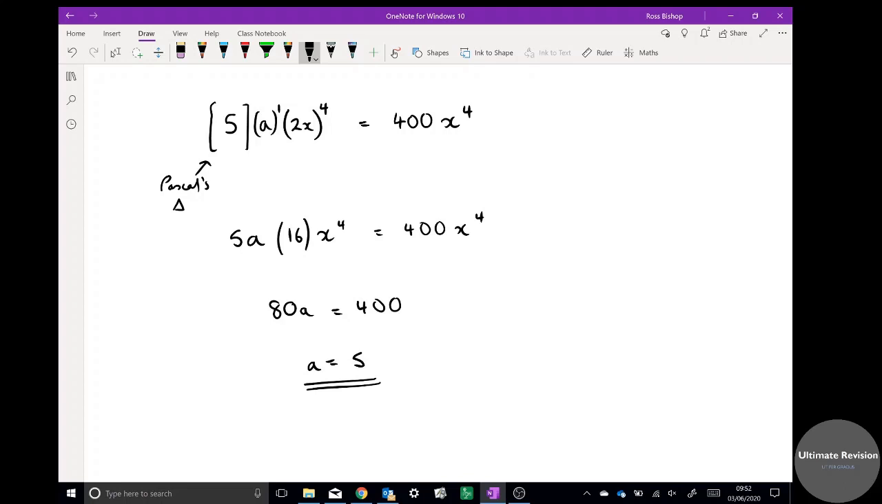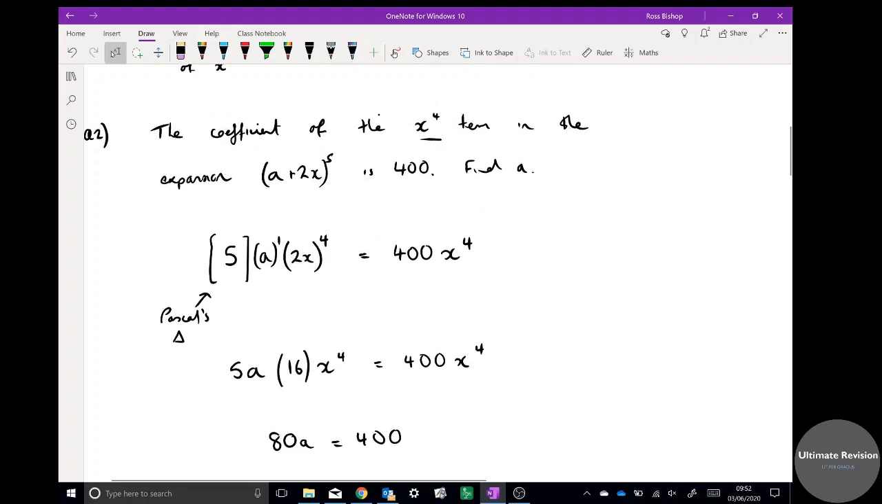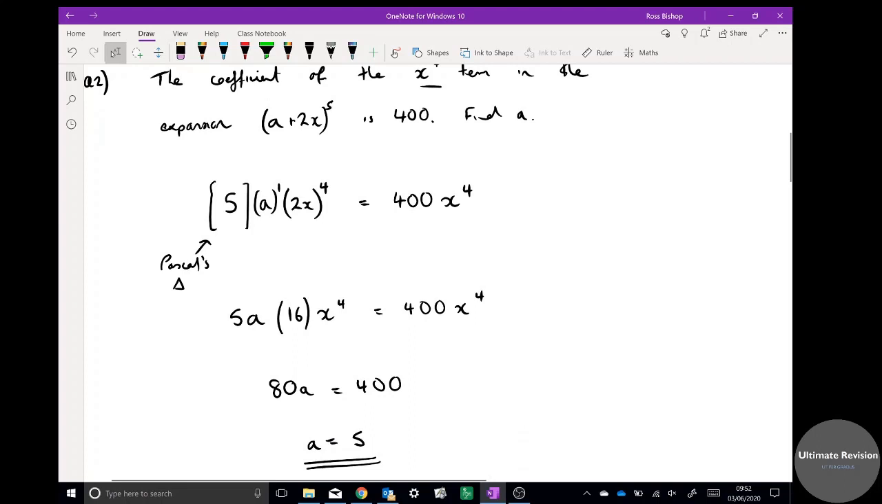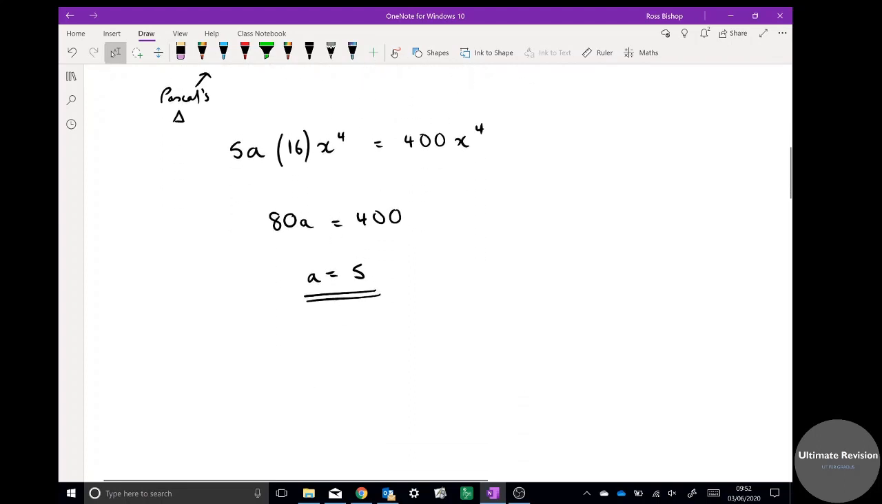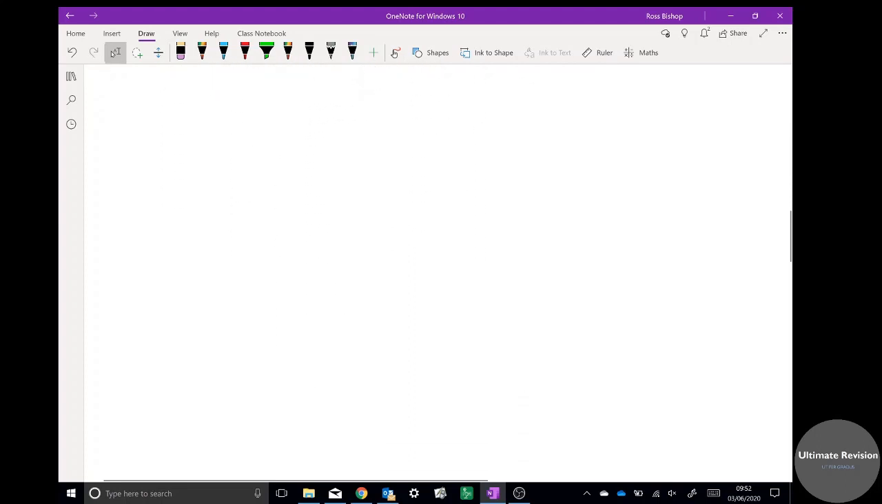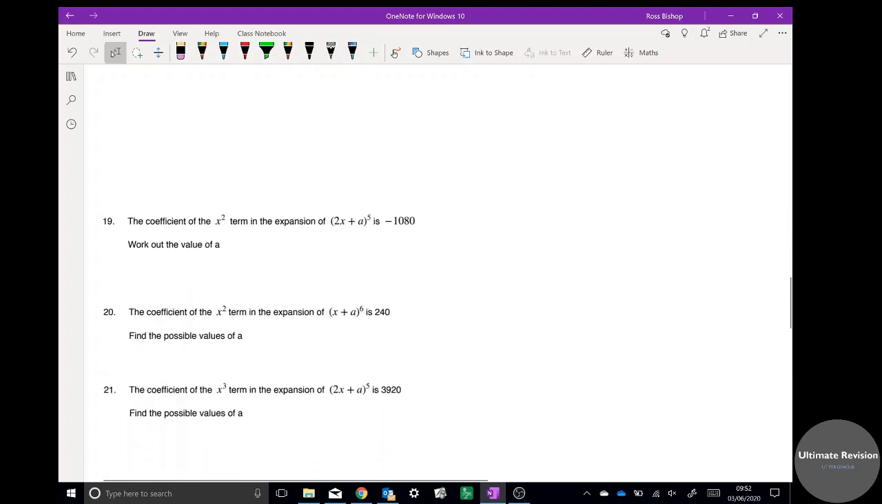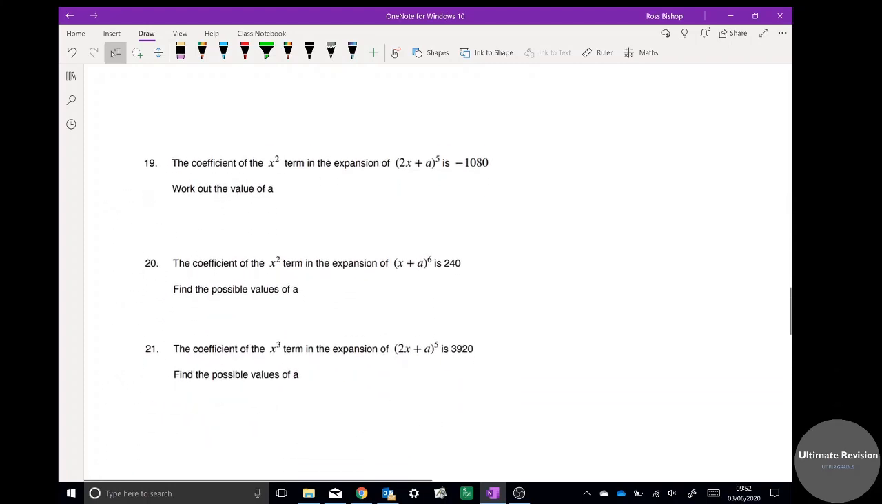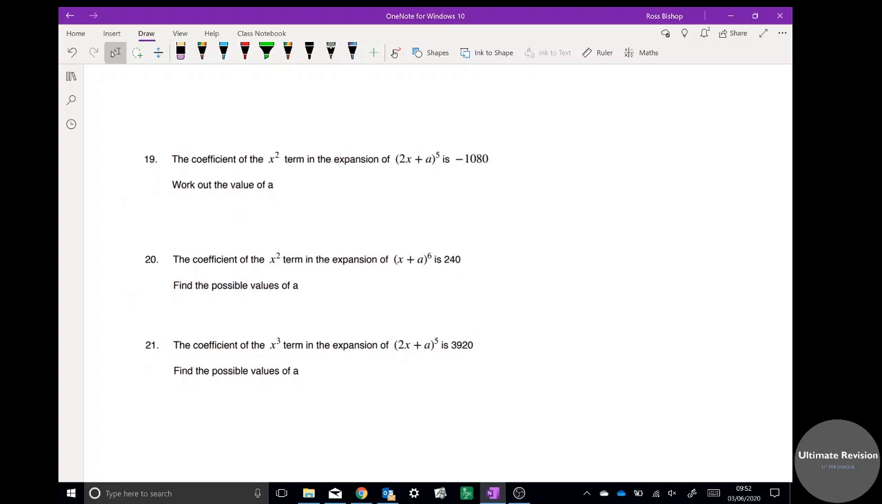It wanted 5. So if I expanded (5 plus 2x) to the 5, I would end up with one of the terms being 400x to the 4. Okay? Right, I want you to do a couple of questions similar to that. They're on the video and they're not from the textbook yet. So I'm just going to pause the video now. See if you can answer these, please. Definitely pause the video. I'll give you a couple of minutes at least to work through each of these 3 questions. Okay, so when you're ready, off you go.